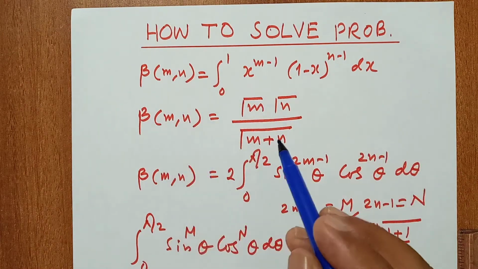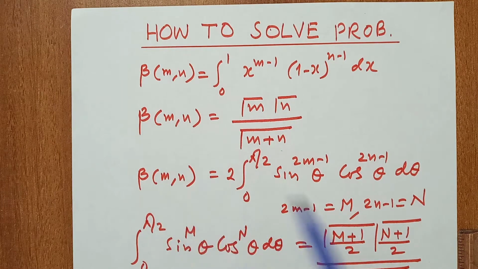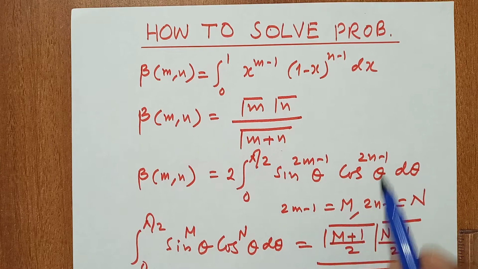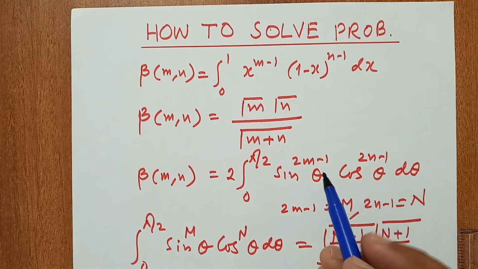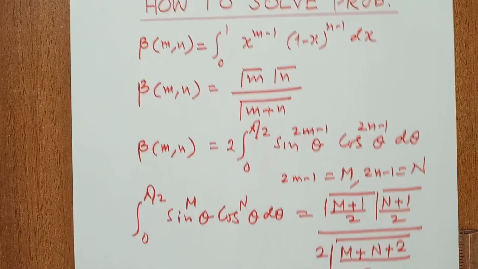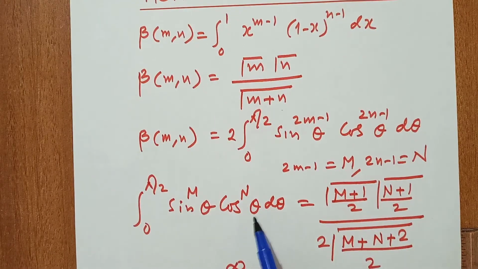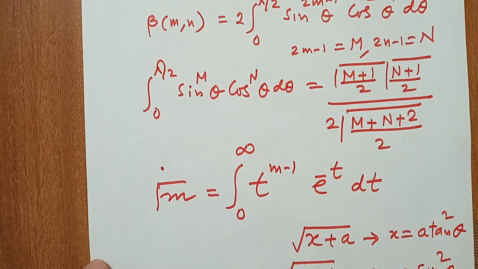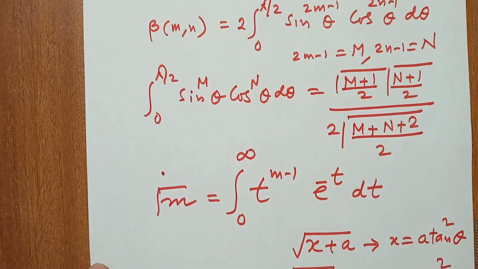This is the relation, and this is again a property. If we put 2m minus 1 equal to capital M and 2n minus 1 equal to capital N, it is easy to see that the integral of sine to the power m theta cos to the power n theta has this value. And similarly, this is the definition of the gamma function. So how do you solve the problem?